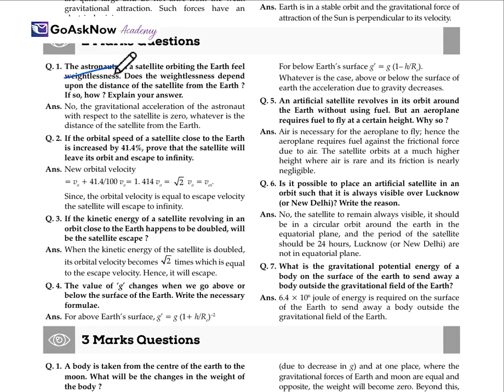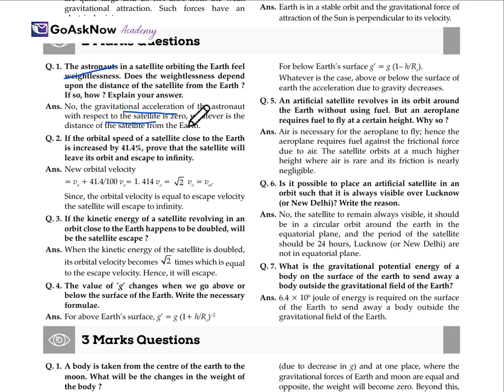The astronaut in a satellite orbiting the Earth feels weightlessness. Does the weightlessness depend upon the distance of the satellite from the Earth? If so, why? Explain it. So, no, it does not, because the gravitational acceleration of the astronaut with respect to the satellite is 0.